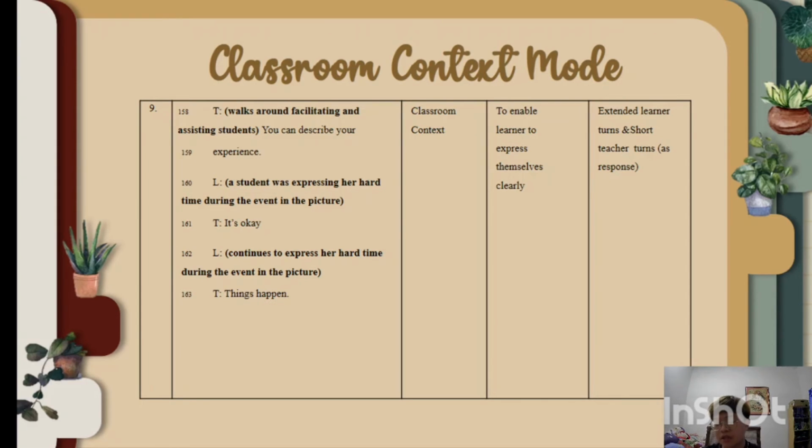So this is the classroom context mode, which happened in the video. The pedagogical goal is to enable learners to express themselves clearly. The interactional features in the video are extended learner turns and short teacher turns, which serve as a response.